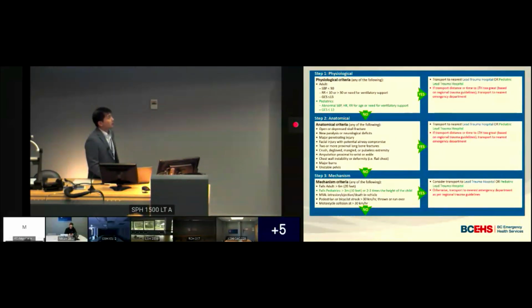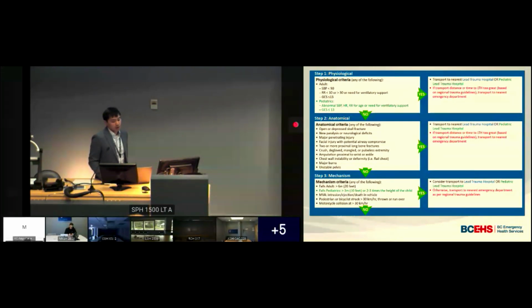So in step 1, if they meet physiological criteria, you're to transport them to the lead trauma hospital or the pediatric lead trauma hospital. In step 2, if they meet anatomical criteria, you're to transport them to the lead trauma hospital or the pediatric lead trauma hospital. In step 3, if they meet mechanism criteria, then you're considering transport to the lead trauma hospital or the pediatric lead trauma hospital. Now, we acknowledge that there are regional variations to this.